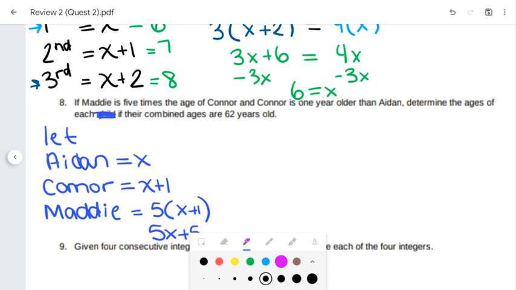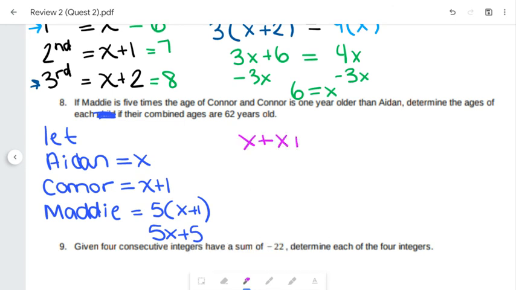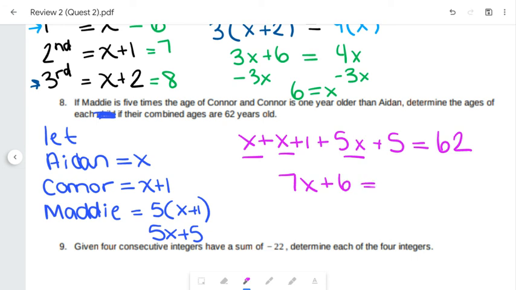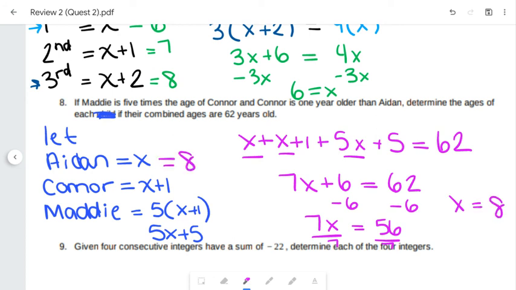So we put it all together now. We have X plus 1 plus 5X plus 5 equal to 62 because they gave us the total. We're going to combine like terms. We get 7X plus 6 equal to 62. I subtract 6 from both sides. We get 7X equals 56. Divide both sides by 7. So X is equal to 8. So Aiden is 8 years old. Connor is 9 years old.